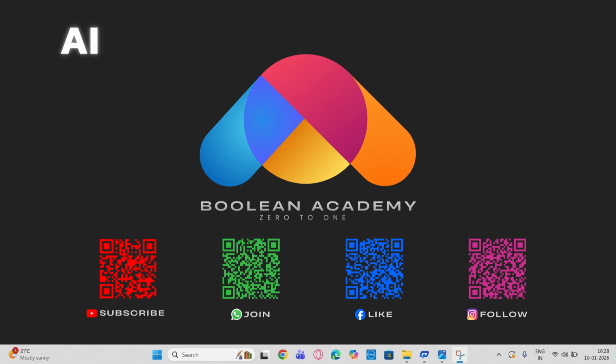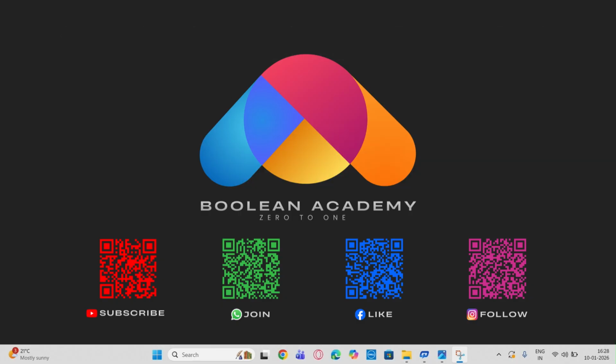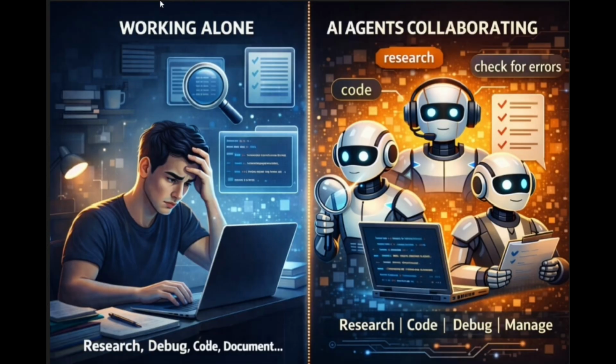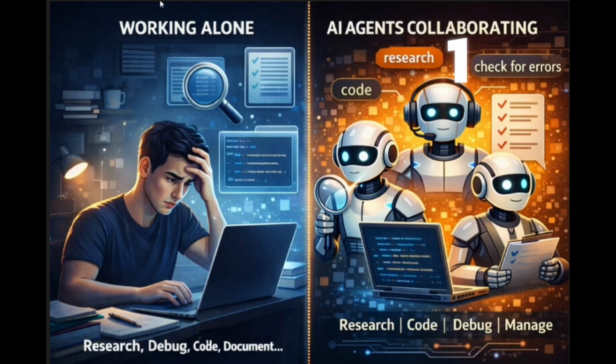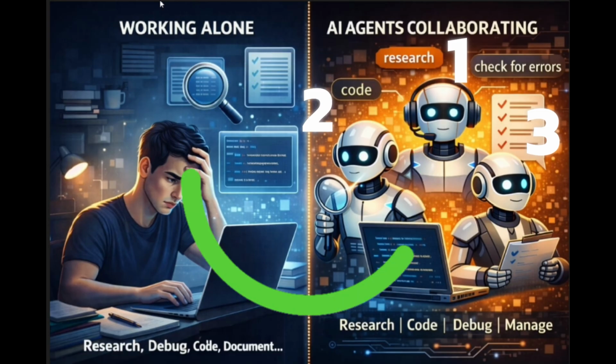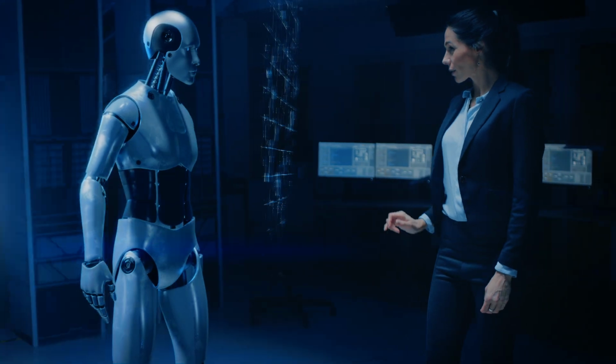If you love AI, automation and smart coding, you are in the right place. Today, we are building AI agents that collaborate like humans. So let me tell you a quick story. Suppose you are working alone on a project. You research, write code, debug, document, everything by yourself. Now imagine, instead of this, one AI researches, one AI writes, one AI checks mistakes, and one AI manages everything. That's not science fiction. That's CrewAI for you.